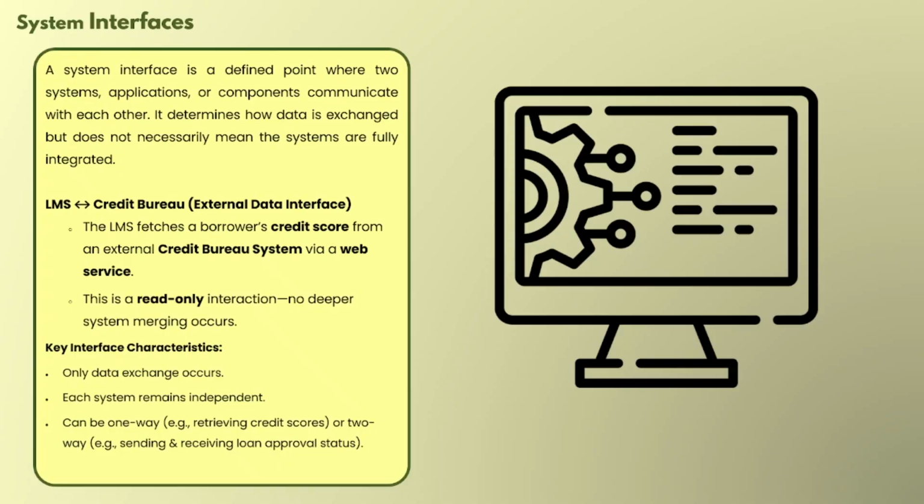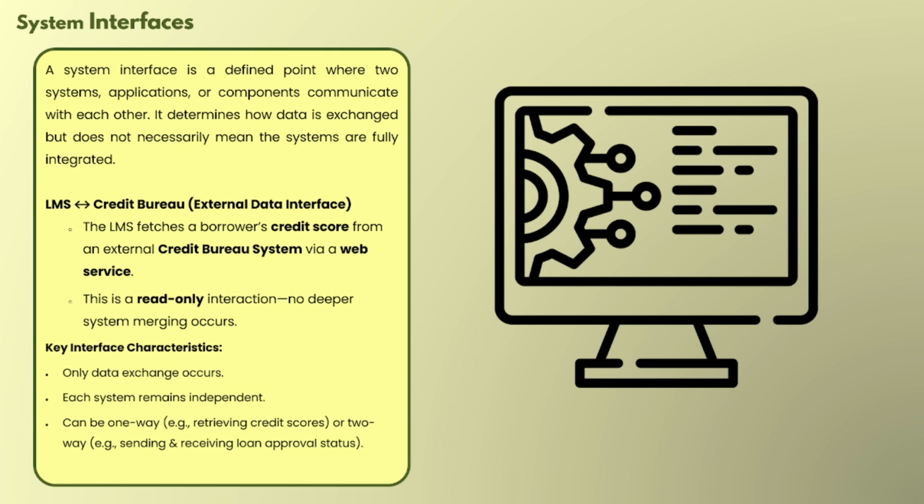A system interface is a defined point where two systems, applications, or components communicate with each other. It determines how data is exchanged but does not mean the systems are fully integrated. Integrated means merging of systems. So the systems are separate, they are not merging with each other. Means there are two systems or two software, both are different, they are not merging, they are just exchanging the data. For that, let's take a small example so that you will get a clearer idea here.